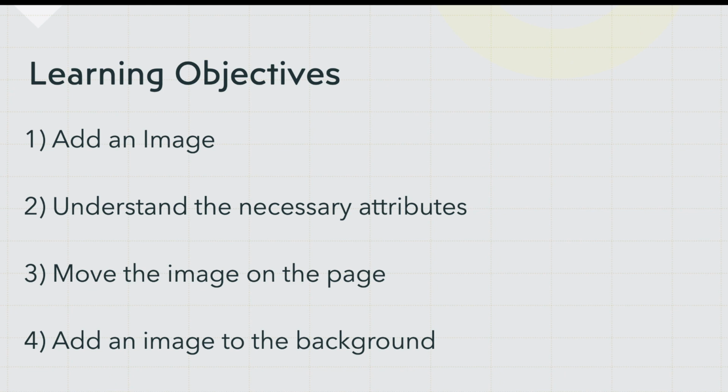The learning objectives of this lesson are to: 1. Add an image successfully, 2. Understand the necessary attributes for images, 3. Move the image on the page, and 4. Add an image to the background of some element in the code.